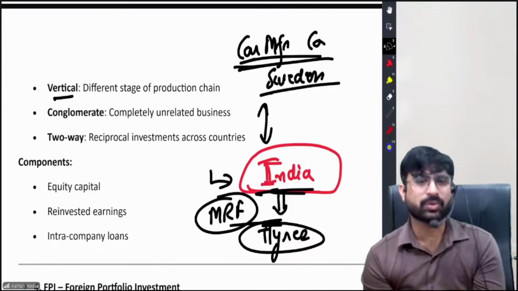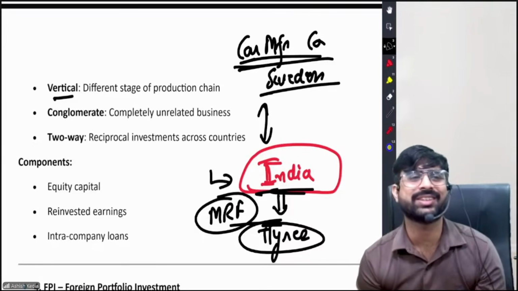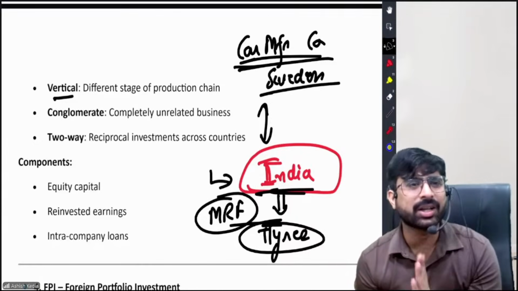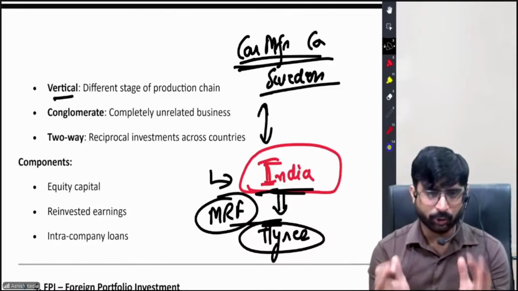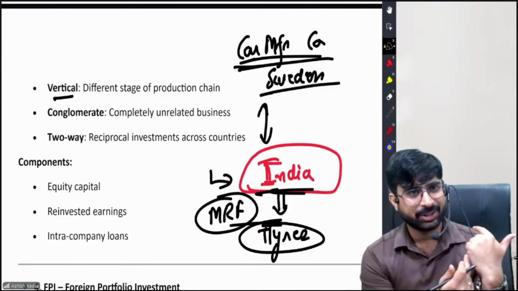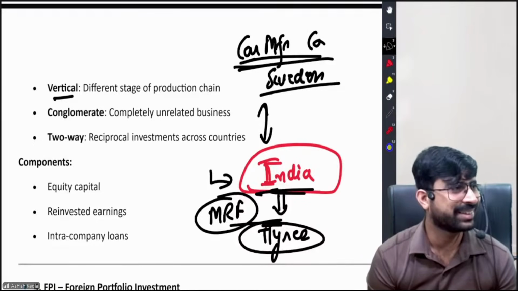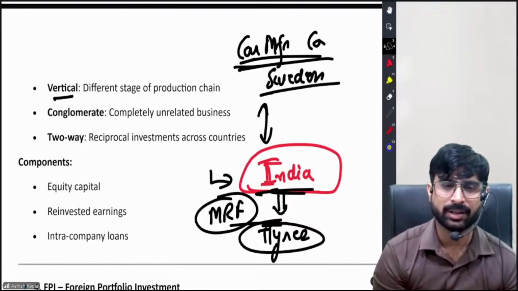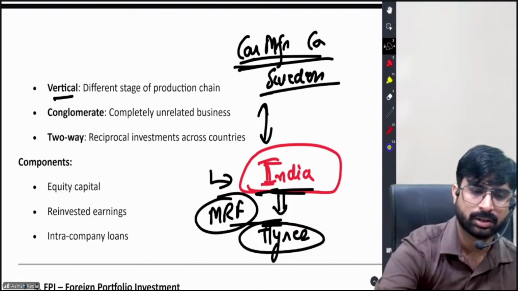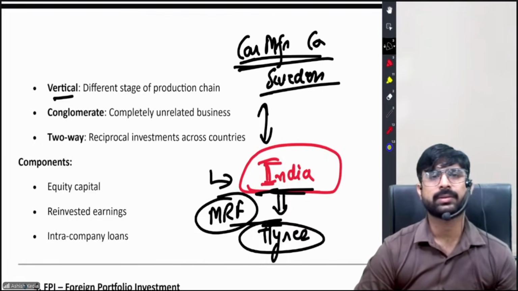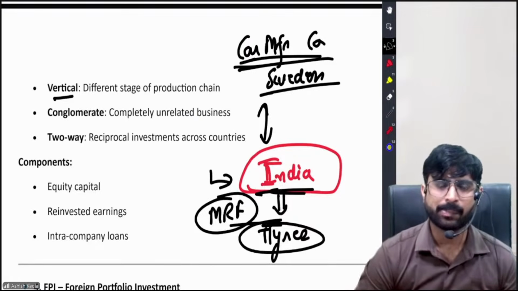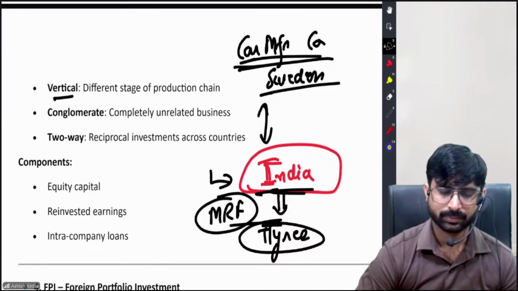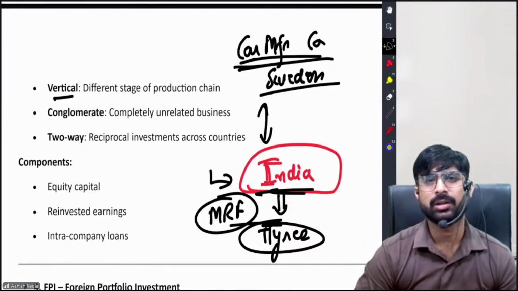A part of the process in your entire journey, you are investing in that. Instead of the same business, you are investing in a vertical business. Because before the car is made, the tire is made. So they are investing in tires. A part of the process, a part of the entire pipeline. That is vertical.